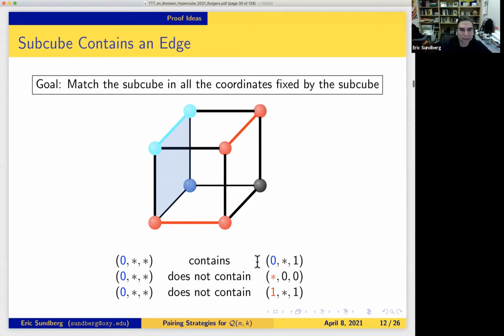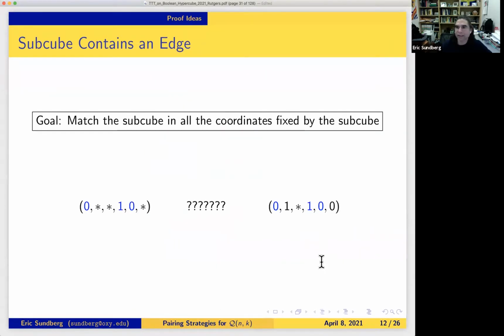And then if we take this edge up here, well, it has a 1 in its first coordinate. It doesn't match this 0 in the first coordinate, so neither of the 2 vertices in this edge would be in the subcube, so the subcube doesn't contain this edge over here. And then when we go to higher dimensions, which will be our goal, it works just as easily.